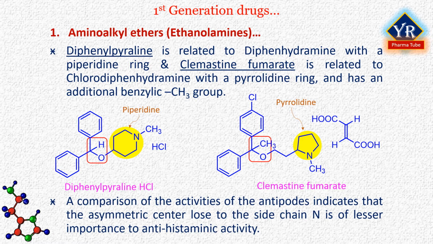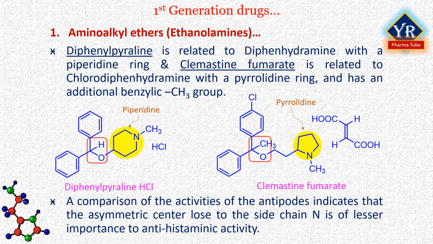A comparison of the activities of the antipodes indicates that the asymmetric center close to the side chain nitrogen is of lesser importance to antihistaminic activity. This member of the ethanolamine series is characterized by a longer duration of action, with an activity that reaches a maximum in 5 to 7 hours and persists for 10 to 12 hours.